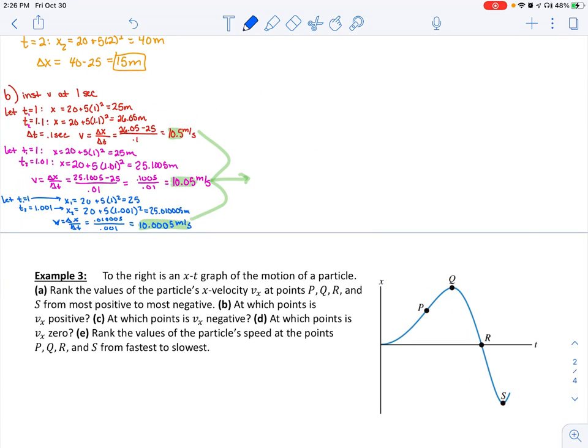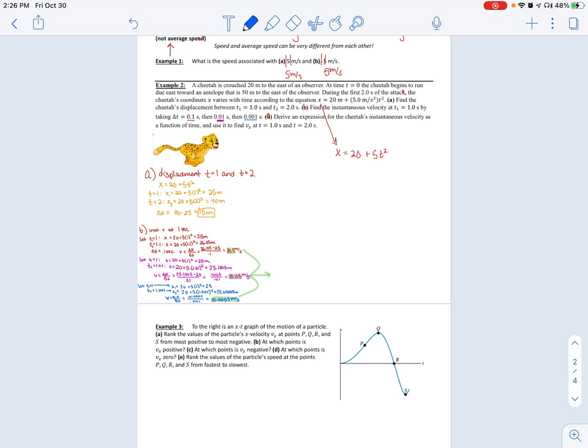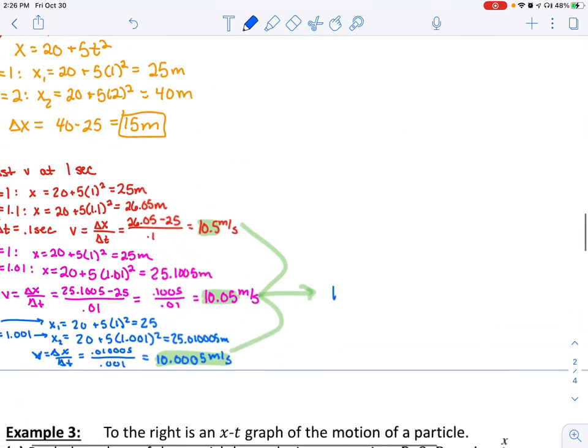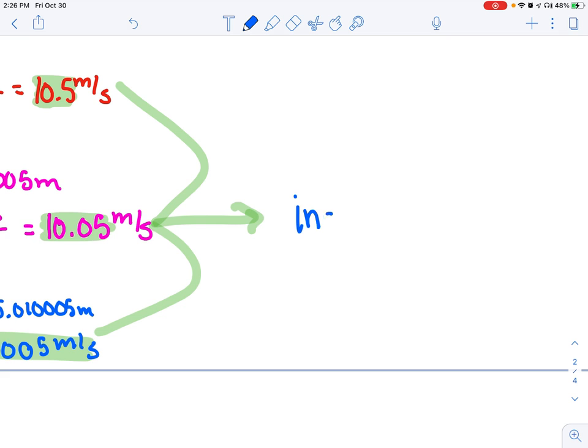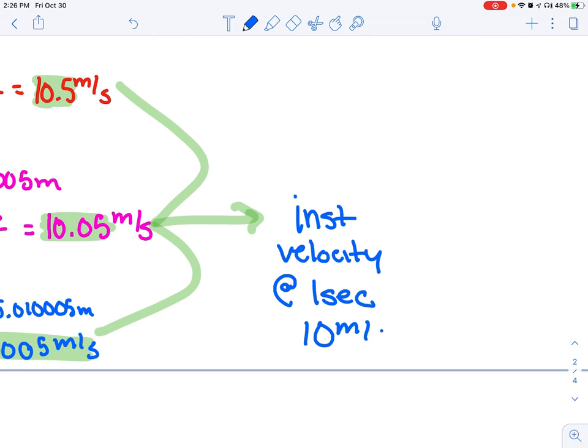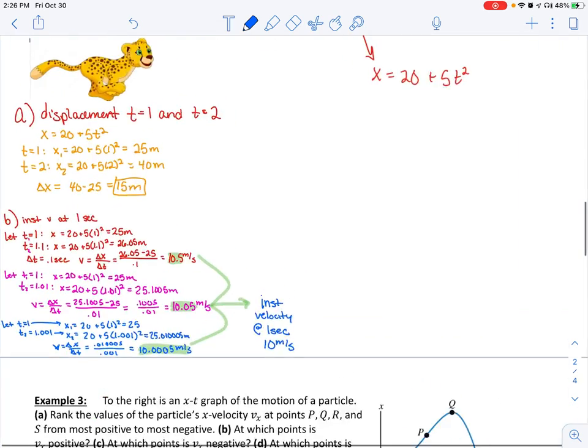So what you're going to be able to see is, let's see what the directions say. Find it, okay. We can probably go ahead and say that the instantaneous velocity at 1 second is going to be 10 meters per second. Because you're going to notice as your time gets shorter and shorter and shorter, your velocity, which is simply the slope between any 2 points, infinitely small, is converging to a value of 10.